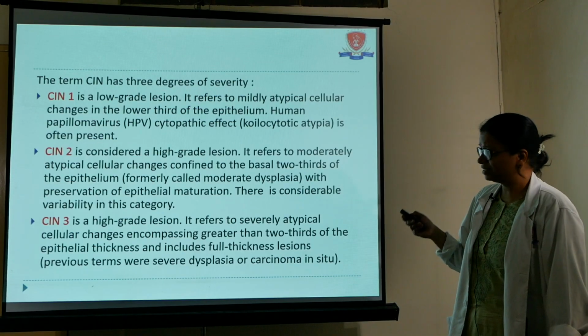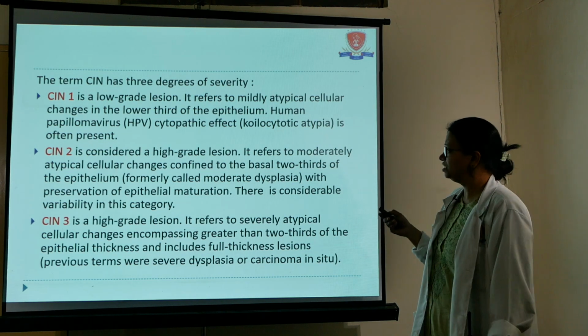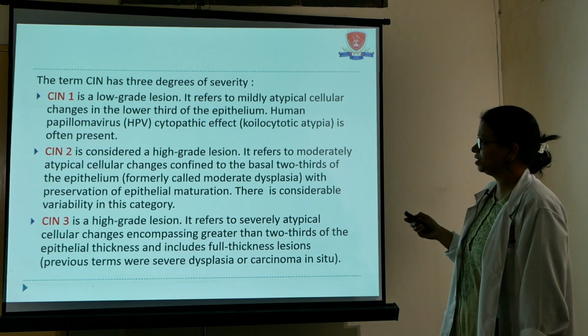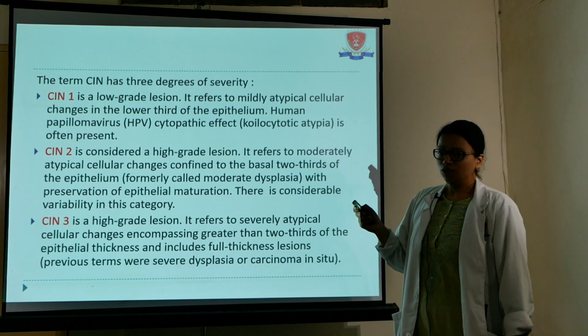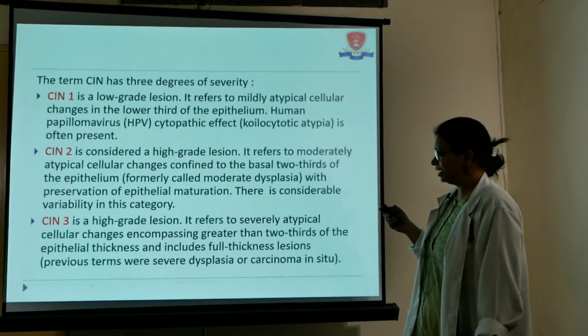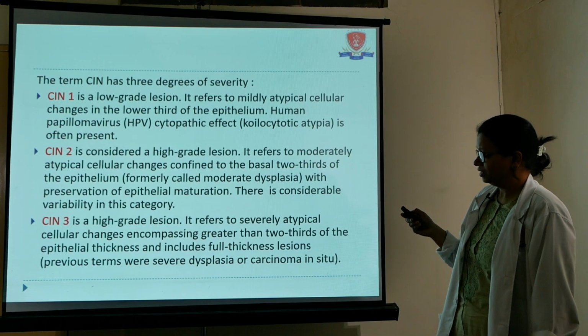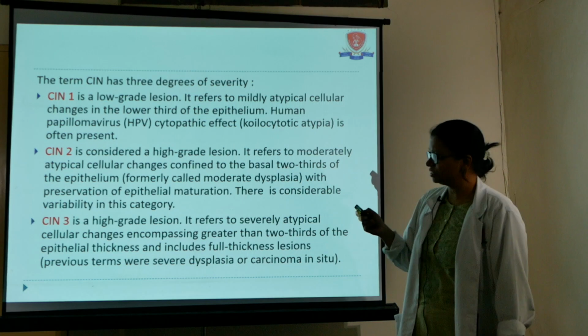So now what are CIN1, CIN2 and CIN3? CIN1 is a low grade lesion. It refers to mildly atypical cellular changes in the lower third of the epithelium. Human papilloma virus cytopathic effect, that is koilocytic atypia, is often present. That is, only one third of the epithelium is affected.